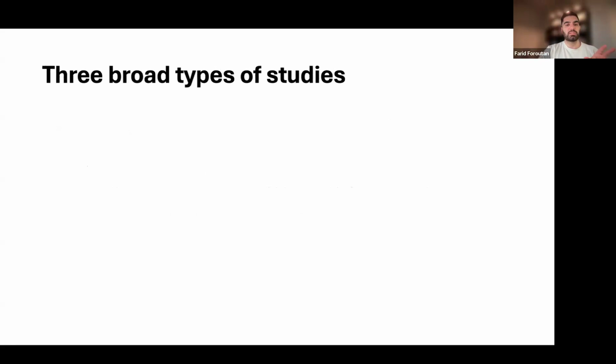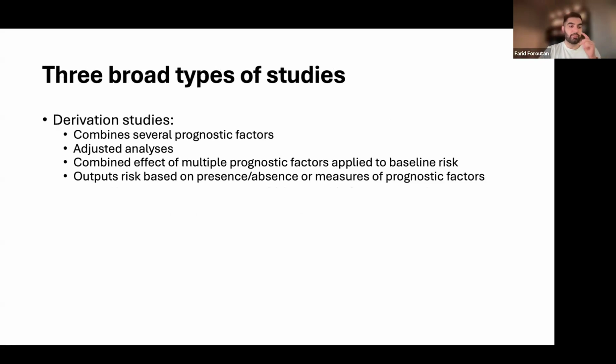There are three broad types of studies that we're going to come across. So you have your derivation studies, and these are the ones that actually develop the model. They may be combining several prognostic factors, doing adjusted regression analyses, or even doing machine learning or deep learning to develop the model. And the output of the risk of the patient is really going to be dependent on the presence or absence of the measured prognostic factors that are being put together in the derivation of the prognostic models.